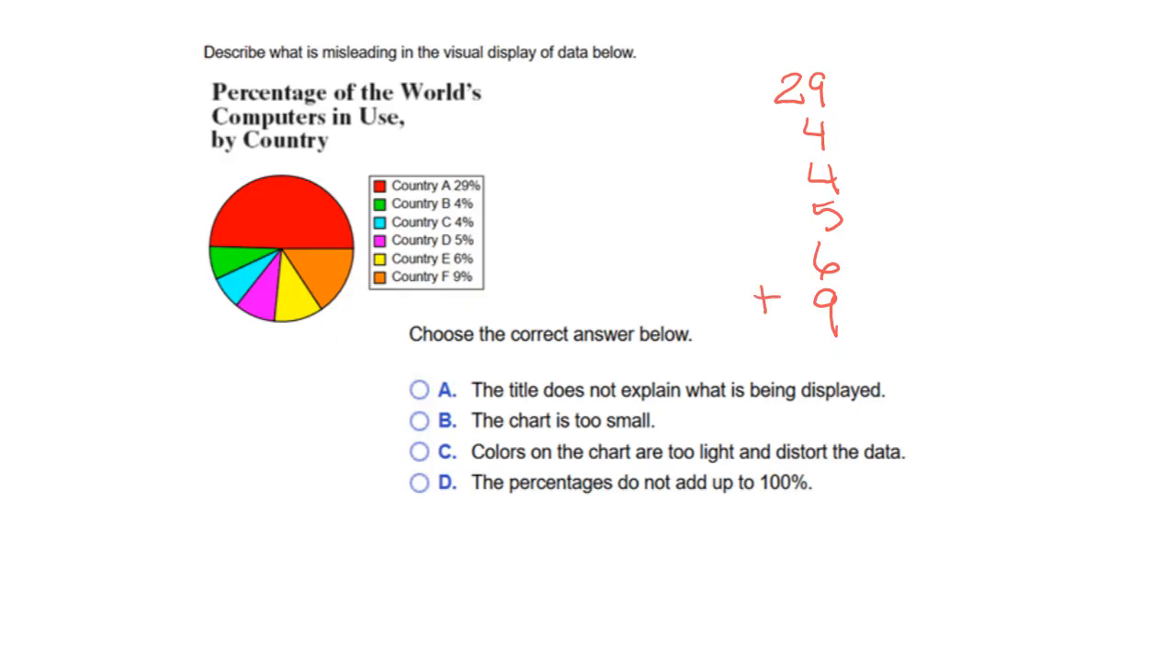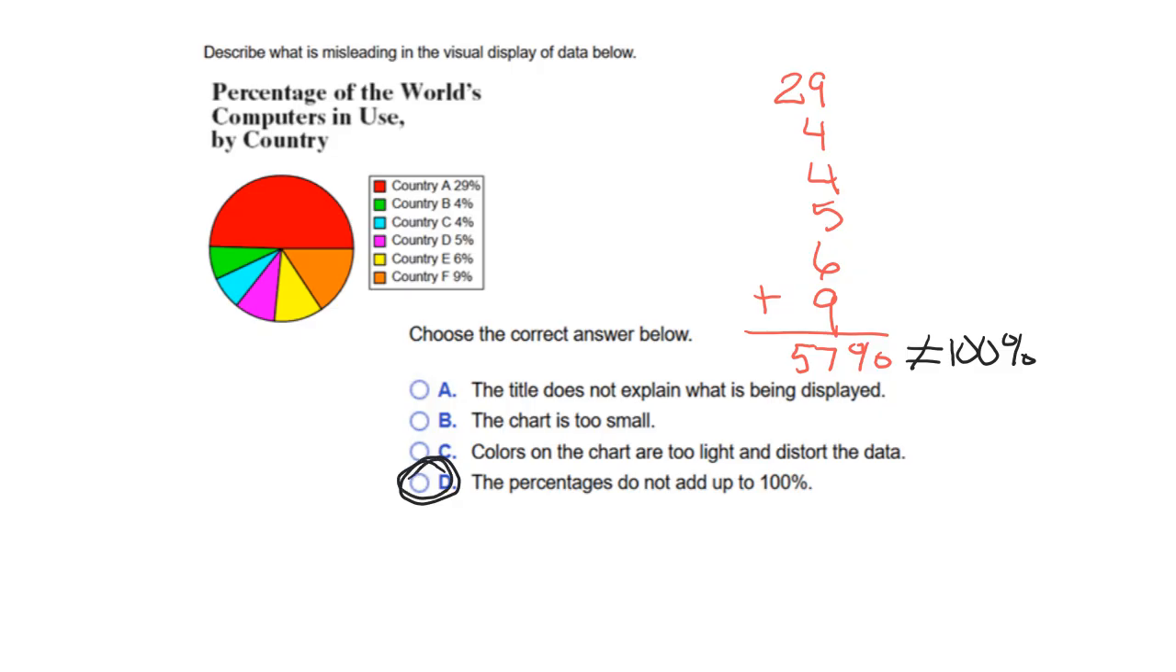I don't know, maybe this chart is too small because it was really hard for me to see. And then if we add this up, what you're going to find out is these are not going to be equal to 100. So I believe this is 57%. My goodness, that's not good. So therefore, since it's not equal to 100%, it is deceptive, right? So we're going to choose D as our answer.